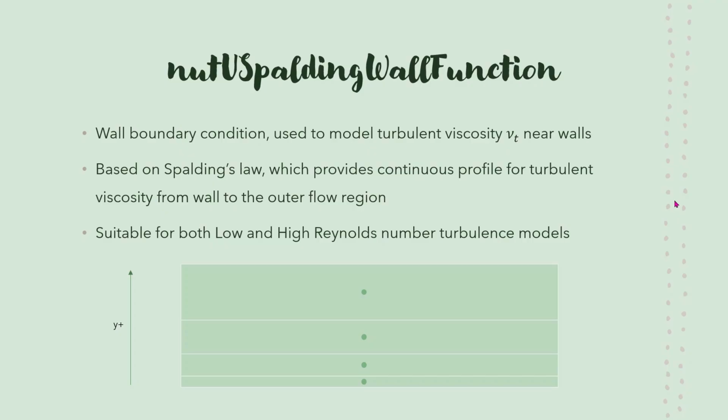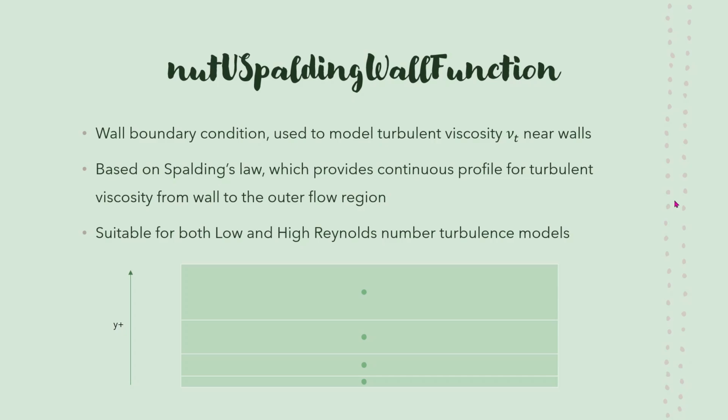Now, ultimately, we have the nu tu Spalding wall function. This is a wall boundary condition primarily used to model your turbulent viscosity near the walls. This is based on Spalding's law, which effectively gives you a continuous profile of a relation between u plus and y plus, the non-dimensional velocity and non-dimensional distance away from the wall. Specifically, from the wall to the outer flow region, it is going to be a continuous function. It is suitable for both high Reynolds number and low Reynolds number flows and for turbulence models.